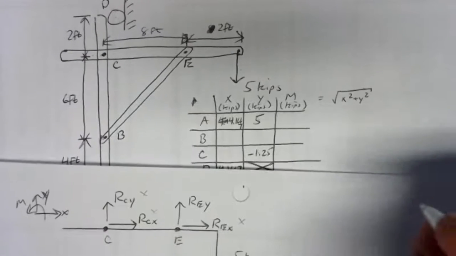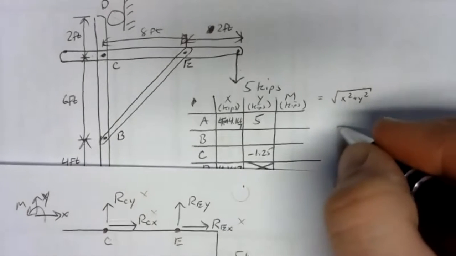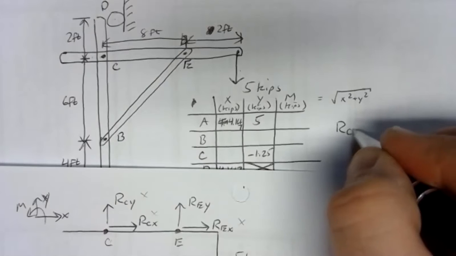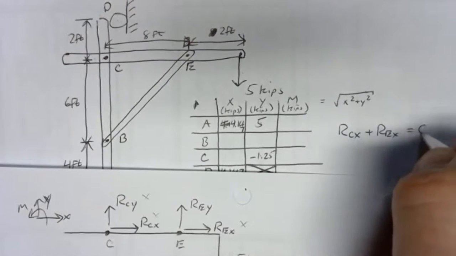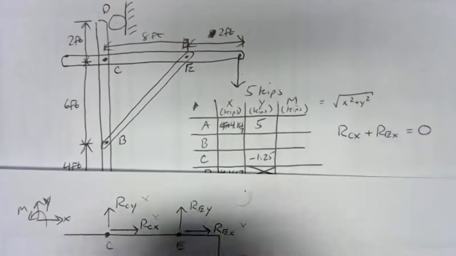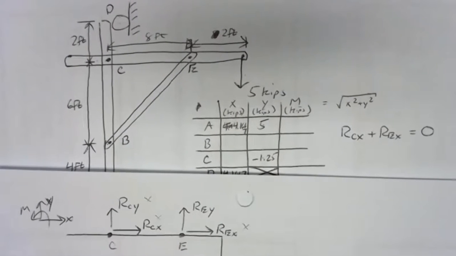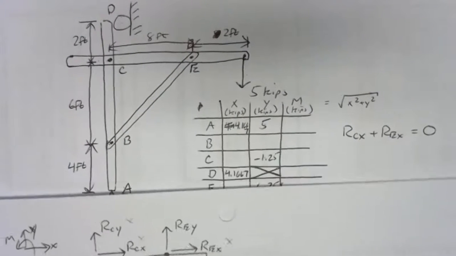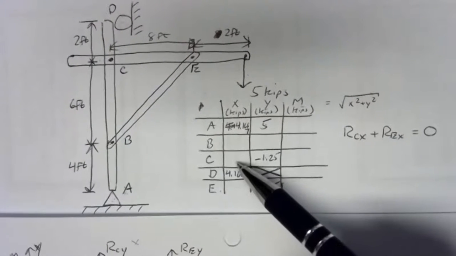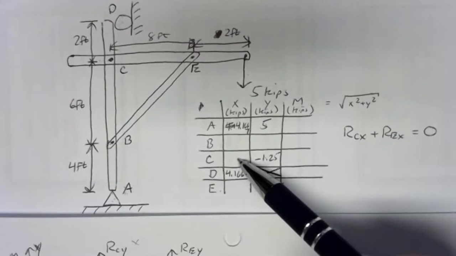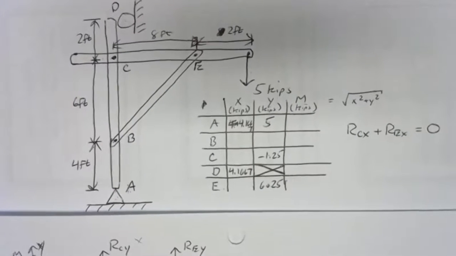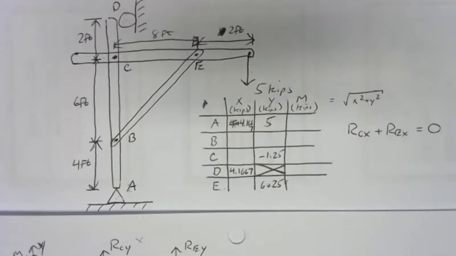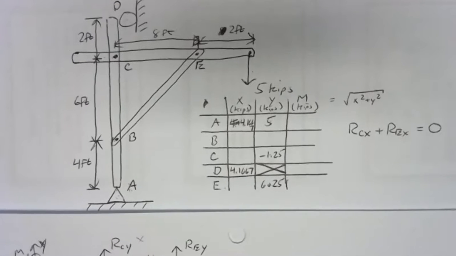So that RCX plus REX equals 0, I'm going to put off to the side here. RCX plus REX equals 0 as a constraint that must be in the system. And that'll help me later on when somewhere along the line I'm going to find RCX or I'm going to find REX. And that means I'll be able to find the other one. So that's all we can get out of the horizontal.